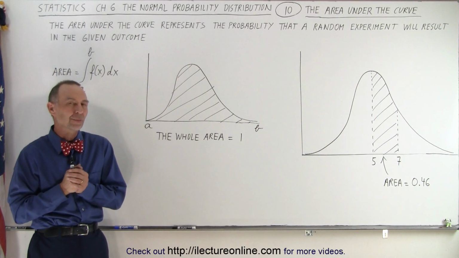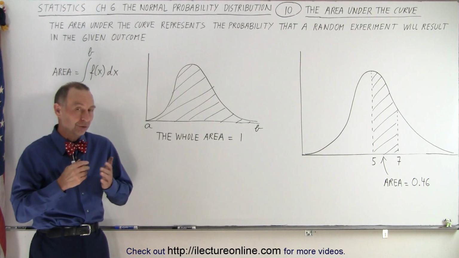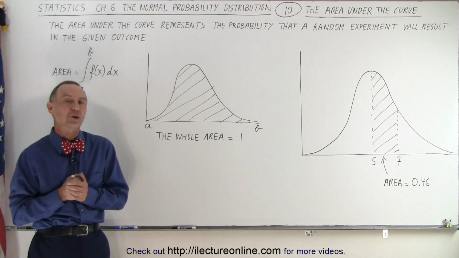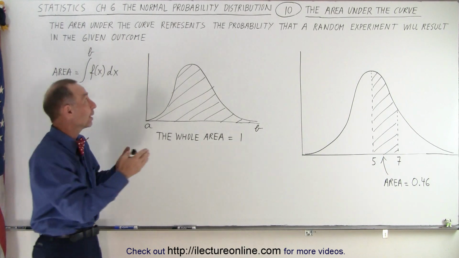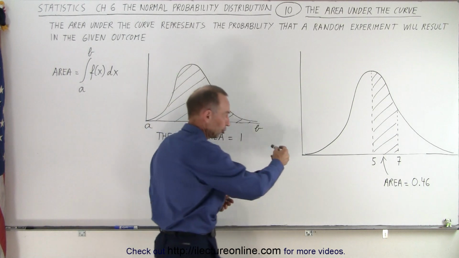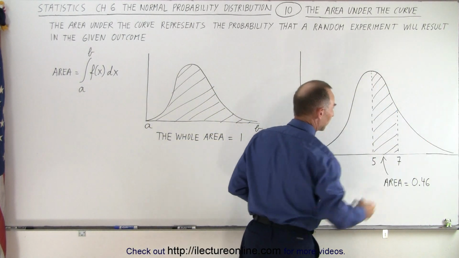I thought that this concept was worthy of a special video, an extra video in our series: the area under the curve. Which curve? The curve made up of the normal probability distribution. So again, this is the particular shape of the normal probability distribution.